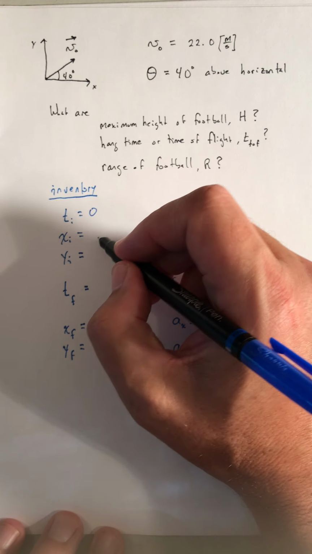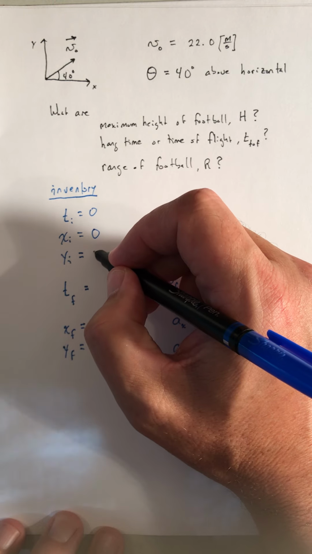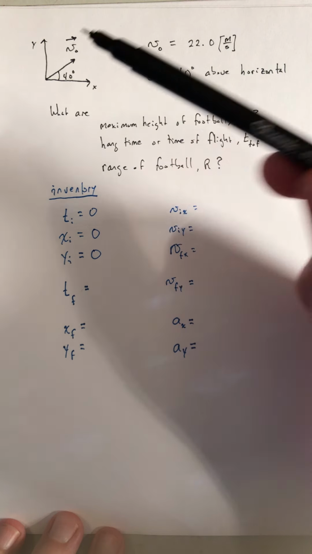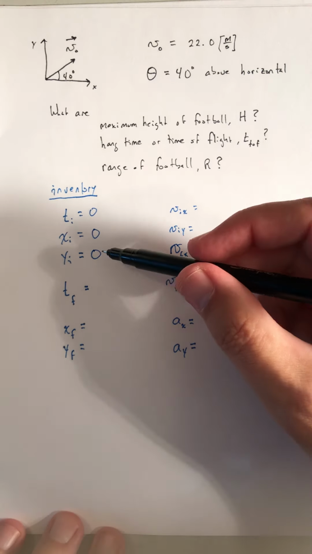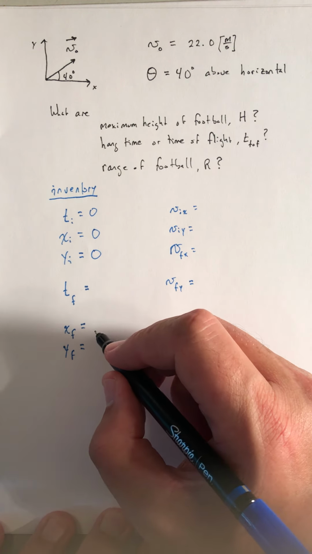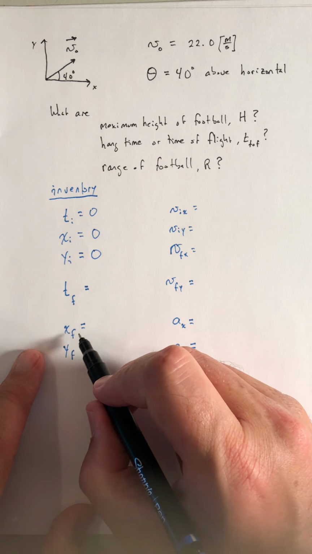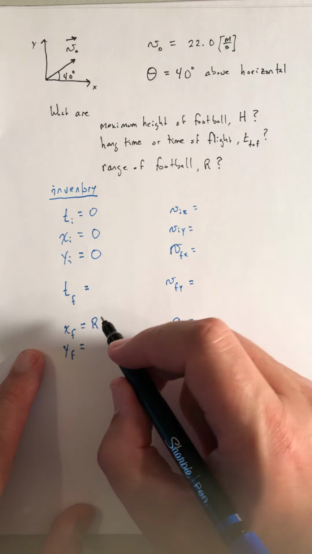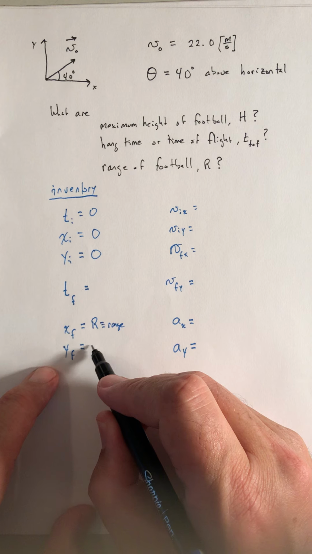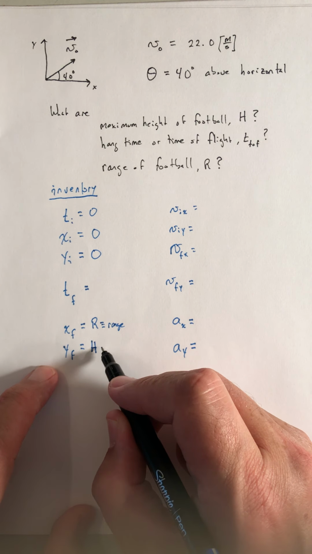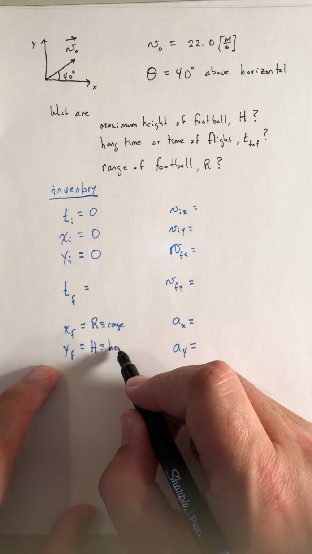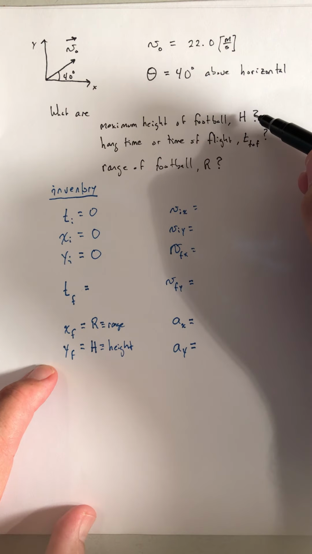I can pick the initial time to be 0, initial x coordinate to be 0, initial y coordinate to be 0. So it's just saying the football starts off at time 0 at a position x and y equal to 0. X final is what we're going to try to solve for as the range. Y final is one thing we'll solve for as the height. So the maximum height to answer the first question.